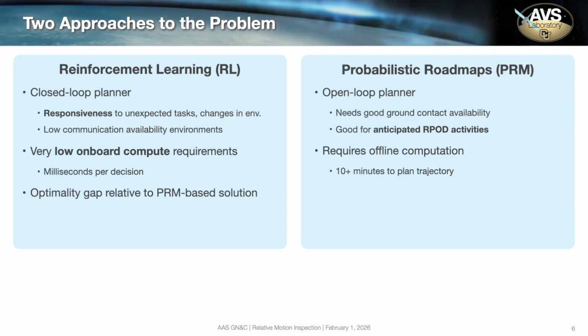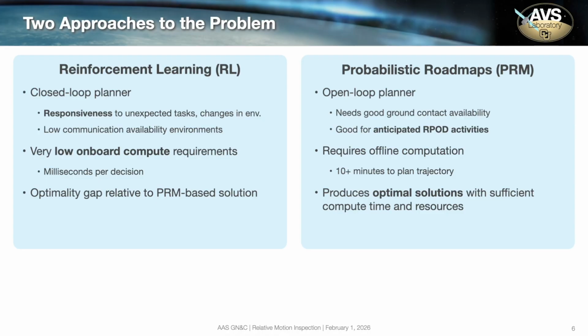We are going to see that reinforcement learning does have a slight optimality gap relative to those probabilistic roadmaps, but that's really the trade-off that we're willing to make. Do we want to spend a long time generating optimal solutions on the ground, or are we okay with close to optimal solutions in a closed loop environment? And depending on your mission type, either may be acceptable.